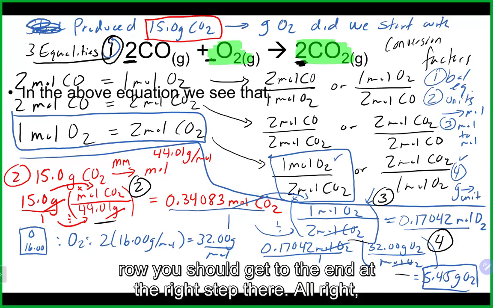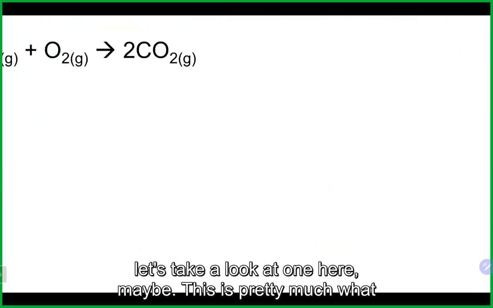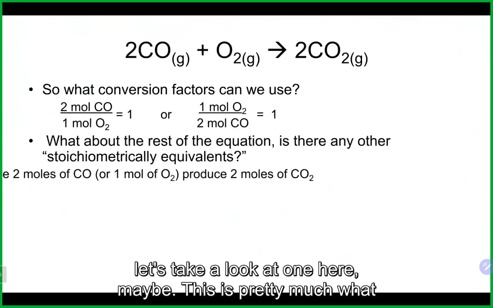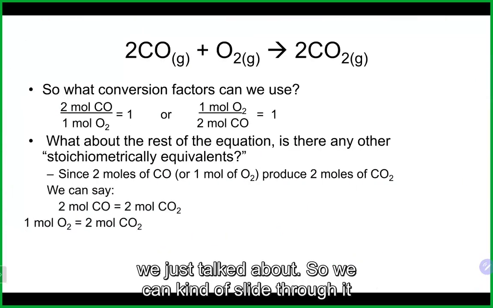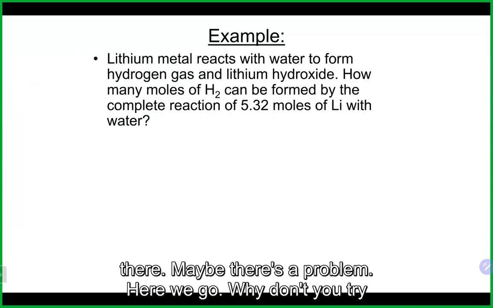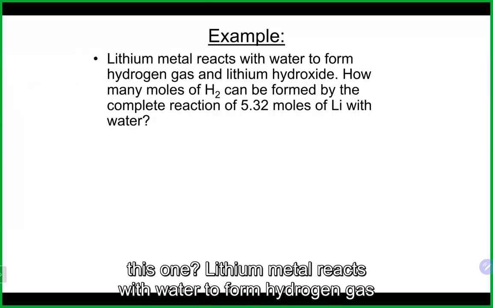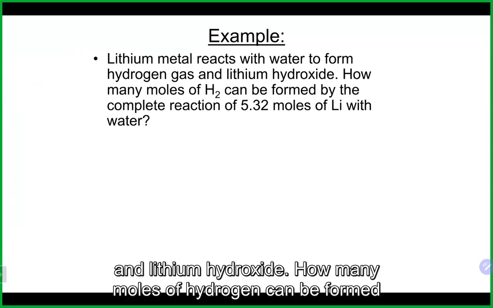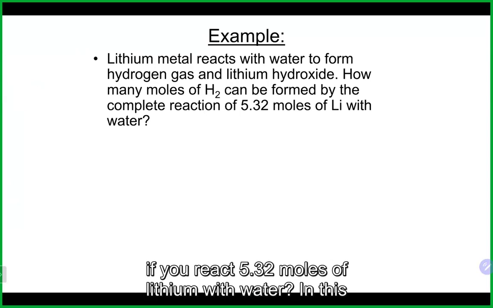All right, let's take a look at one here maybe. This is pretty much what we just talked about, so I'm just going to slide through it. Maybe there's a problem. Here we go. Why don't you try this one? Lithium metal reacts with water to form hydrogen gas and lithium hydroxide. How many moles of hydrogen can be formed if you react 5.32 moles of lithium with water?